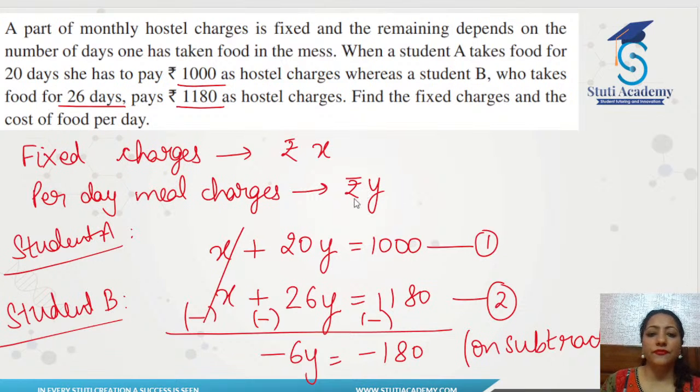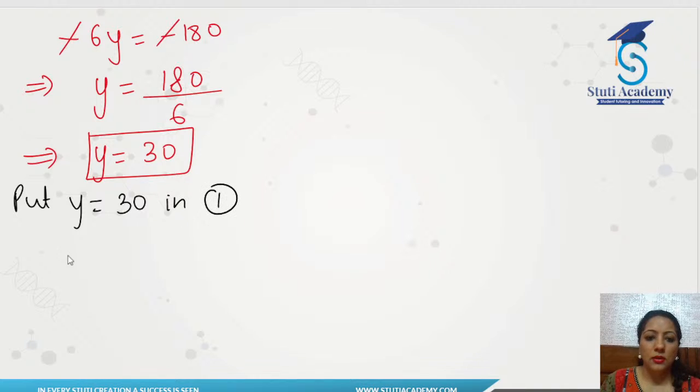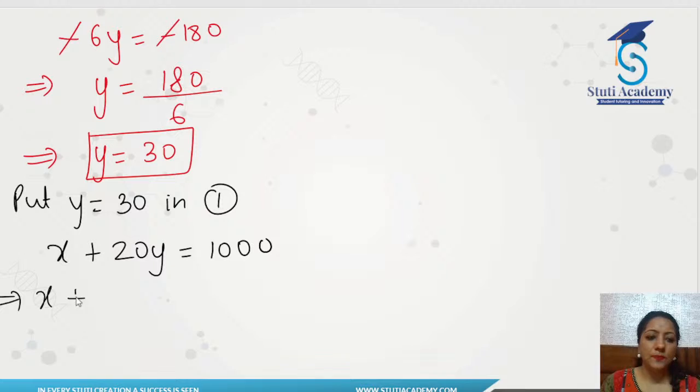Now we need to solve for the fixed charges. We are going to take Y is equal to 30 and put it in the first equation. You can put it in the second one also, that's okay. For the time being, we are going to put Y is equal to 30 in the first equation. So we have X plus 20Y is equal to 1000. We are going to then replace Y by 30. So this is 20 times 30, that is 600.